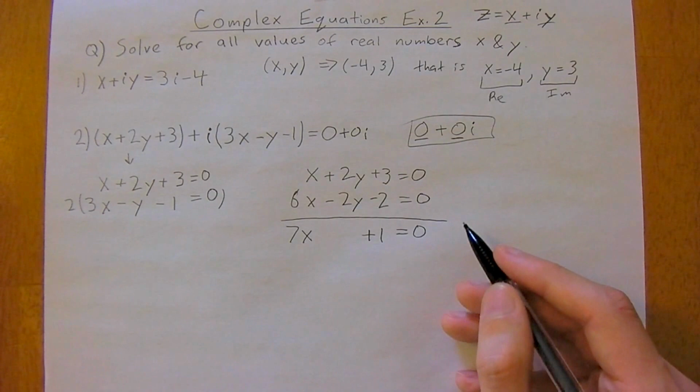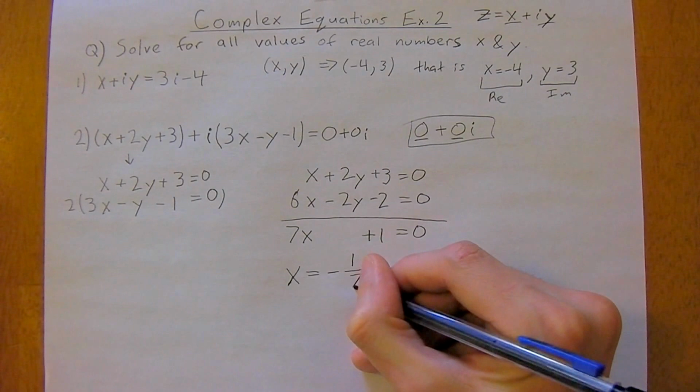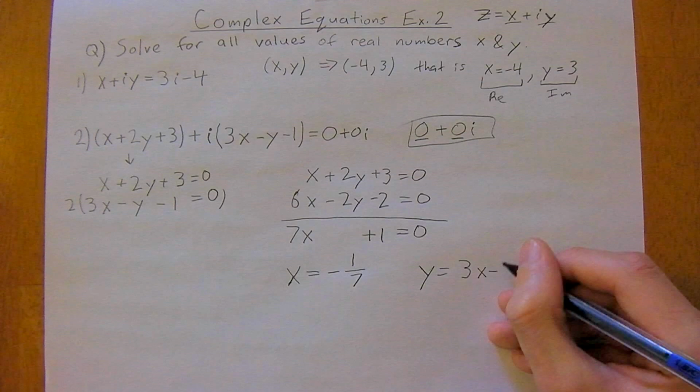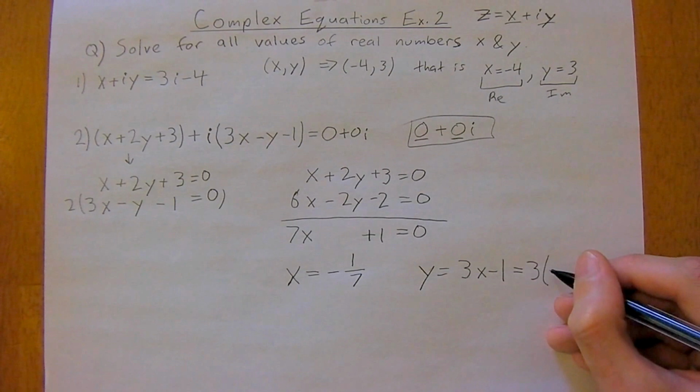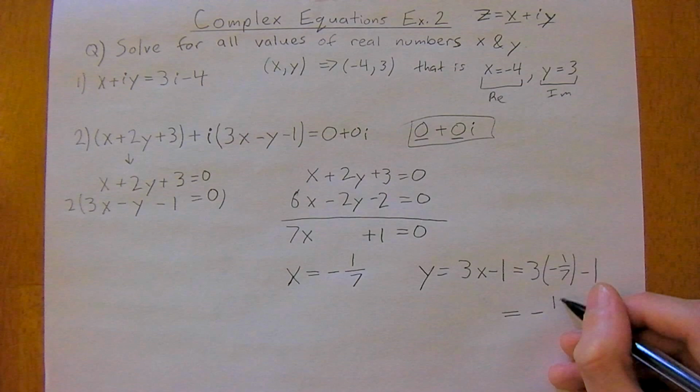And so we just rearrange this and we solve for x. And we get that x is equal to negative 1 over 7. And then from the second equation, we can also get that y equals 3x minus 1, which equals 3 times negative 1 divided by 7, minus 1. And this comes out to be equal to negative 10 over 7. And that is it.